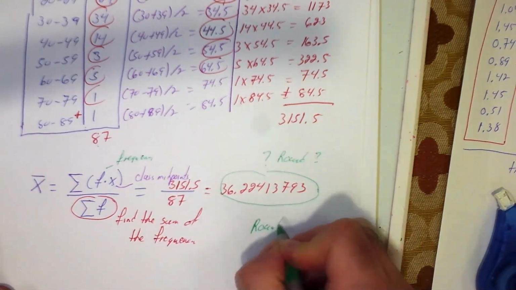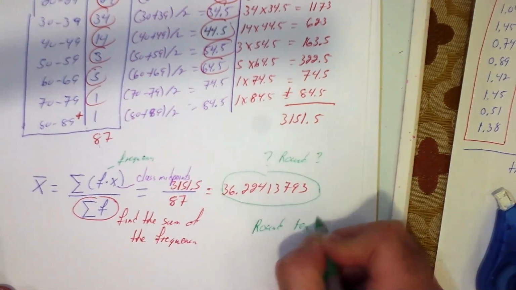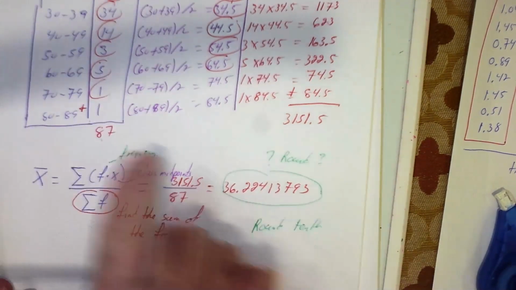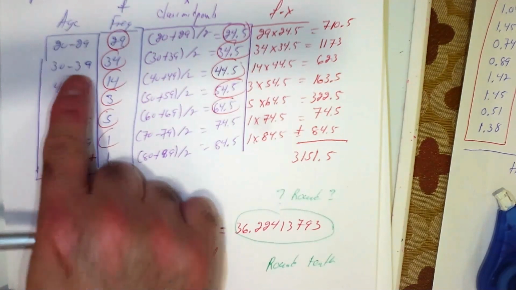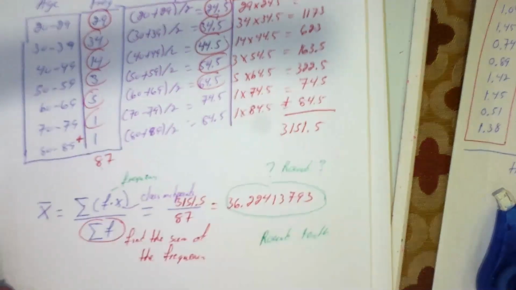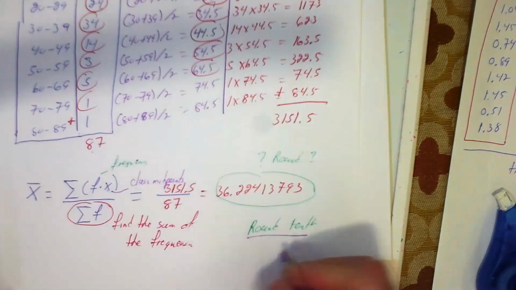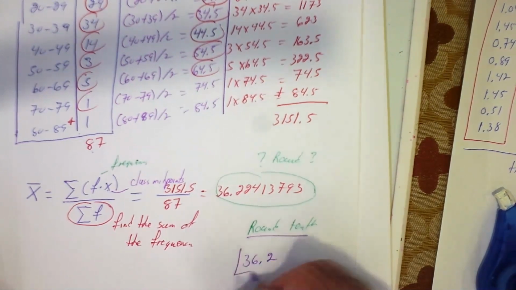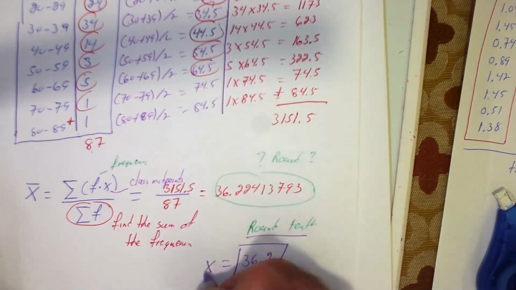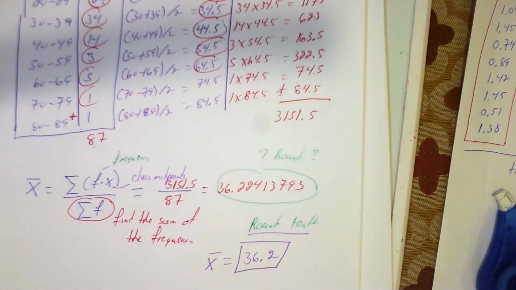Why do we round to the tenths? Because you see how our intervals are given in whole numbers? I have to have one decimal digit. So my answer is 36.2. This is my mean. Okay.